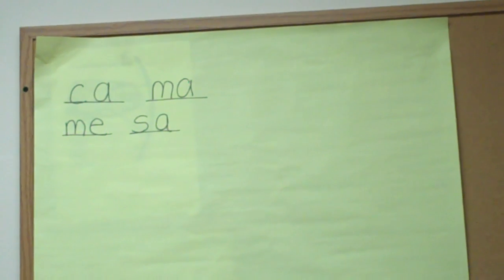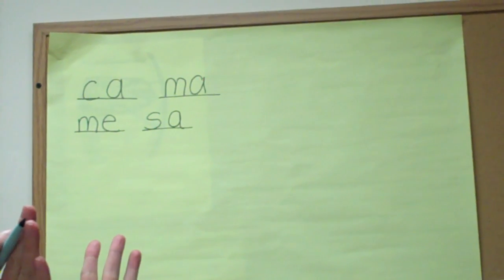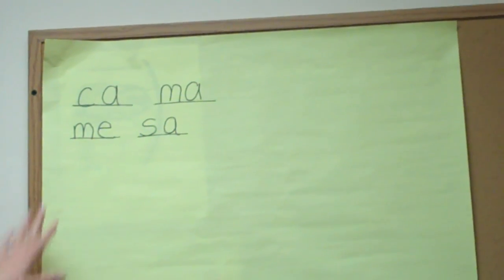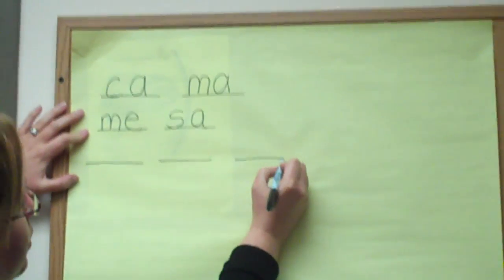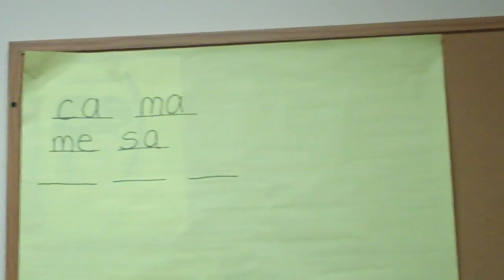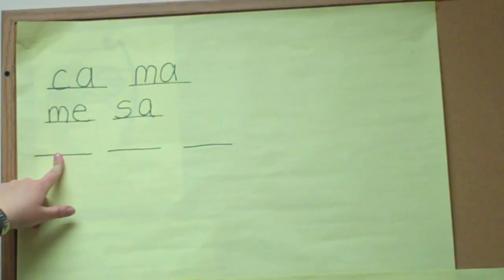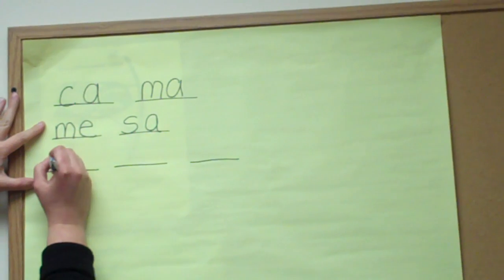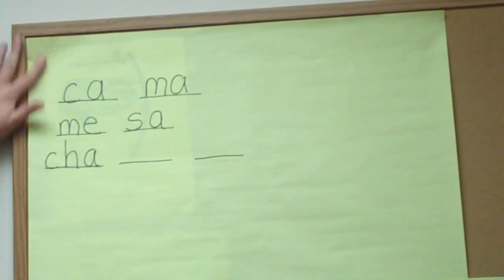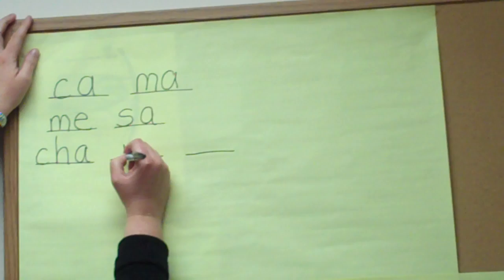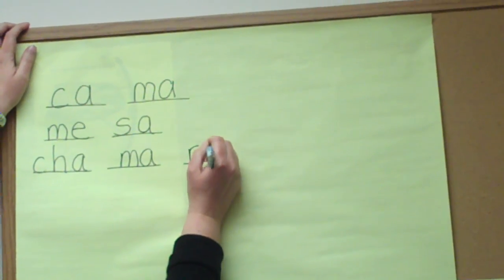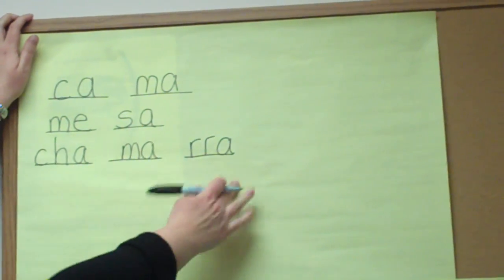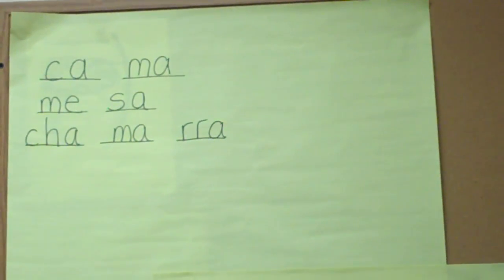Let's see, what else could we do? How about a three-syllable word? Chamara. The word for jacket. Let's do a three-syllable word. Chamara. So we need cha with the ch. Cha, ma, ra. Chamara.